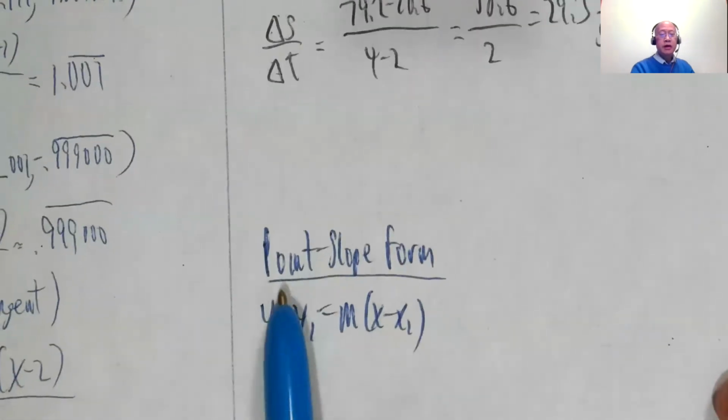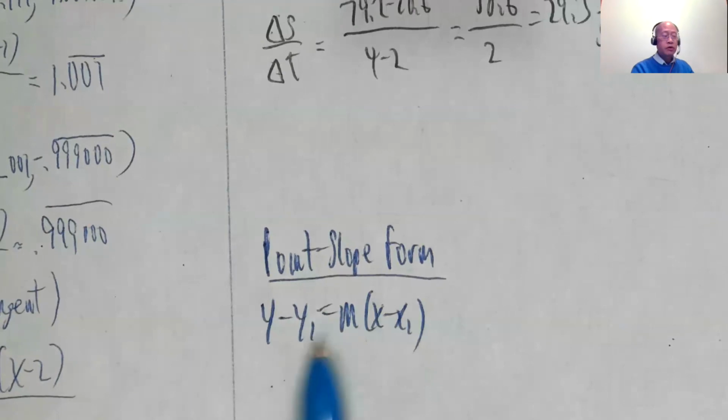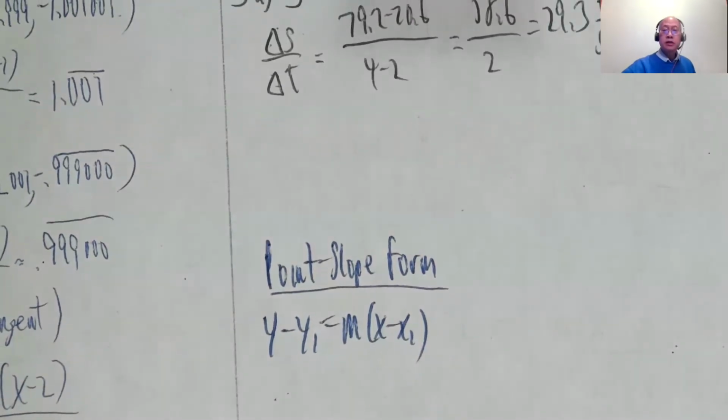One thing you want to keep in mind, the point-slope form. We'll be doing this point-slope form quite a bit in this class: y minus y1 equals m times x minus x1. All right, so that's section 2.1.